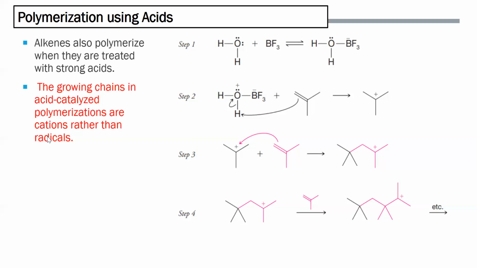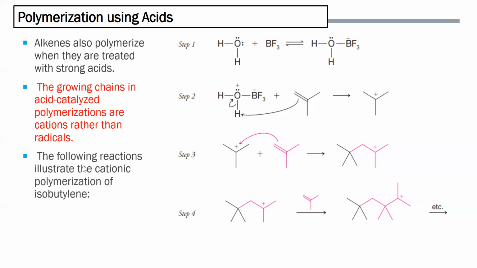So here we'll look at the mechanism of the reaction. For example, we prepare the polymerization of isobutylene. What is isobutylene? Isobutylene is this one, this is your 1, 2, 3. This is your isobutylene. So in the presence of an acid, BF3 is our acid, what happens is that we produce a carbocation.